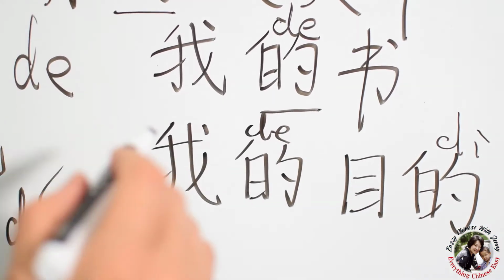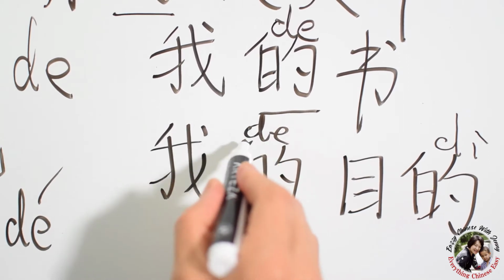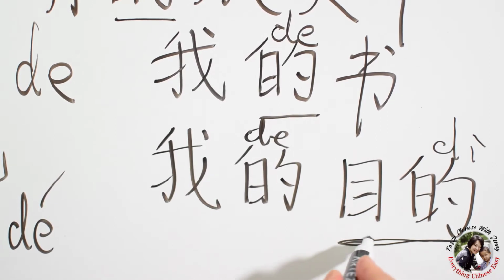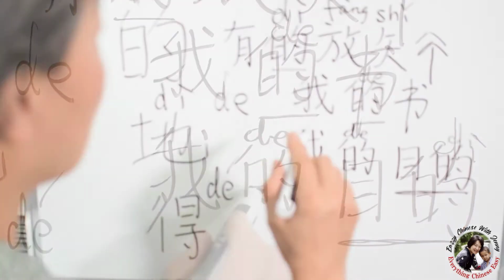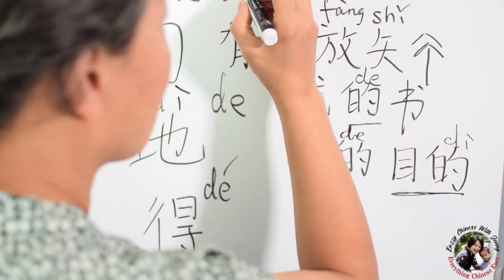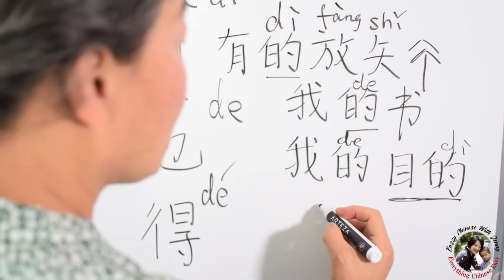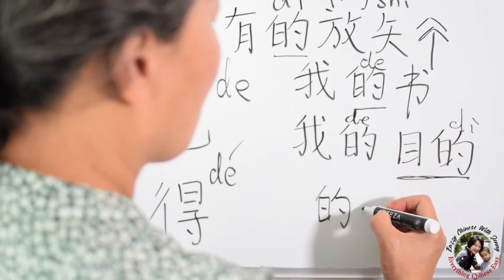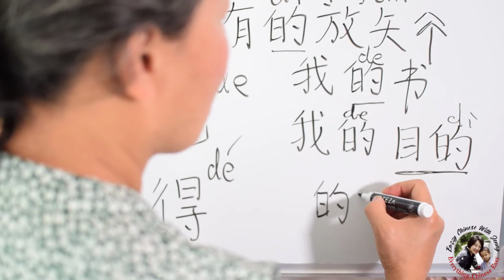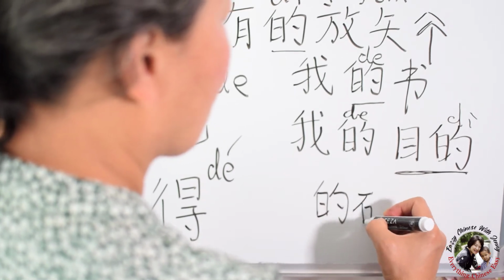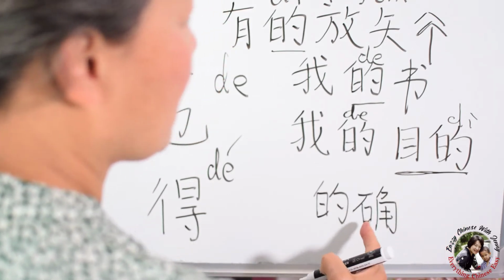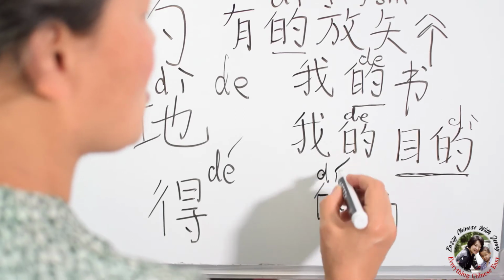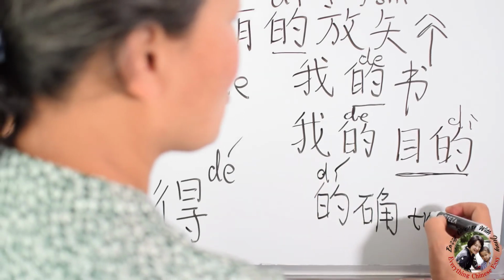So remember, when its pronunciation is de, always a noun follows it. The third pronunciation is the second tone, di. Di means it is true. So there is a word, 的确, 确 means confirm, true. So 的确 means it is true.